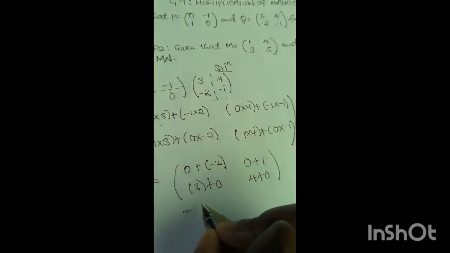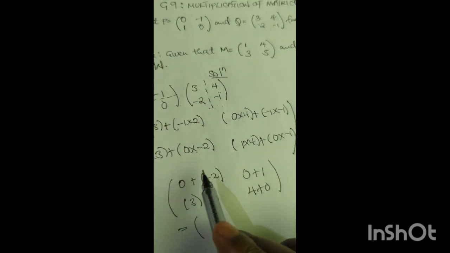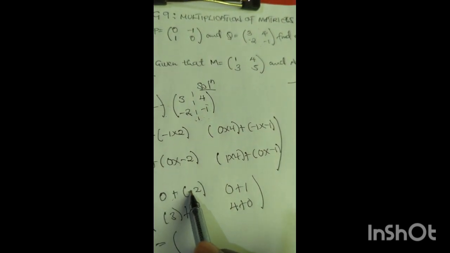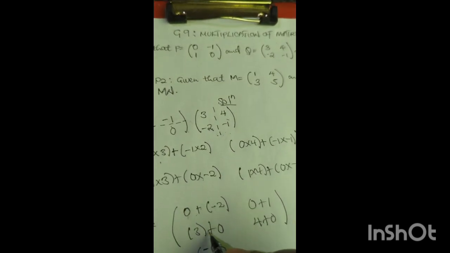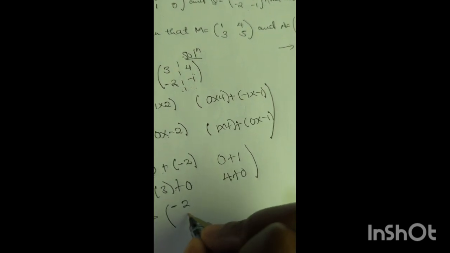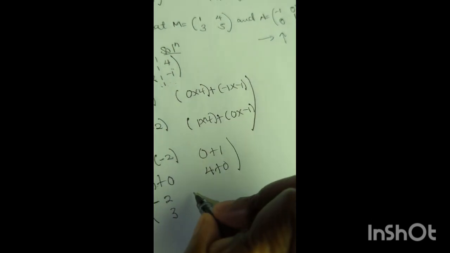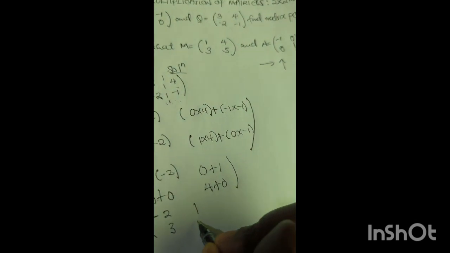Then that's a 0 there. Then my final matrix is positive by negative, negative. 0 minus 2, -2. Then 3 plus 0, 3. Next, 0 plus 1, 1. 4 plus 0, 4. That is my matrix PQ. Okay, that is matrix PQ right there.